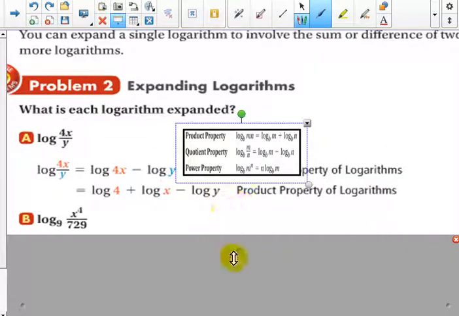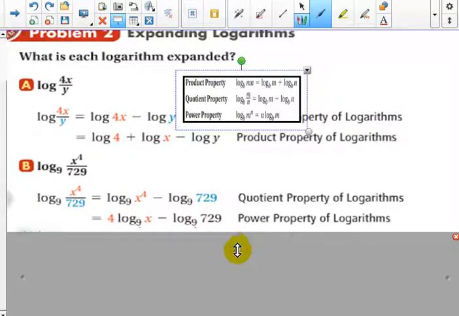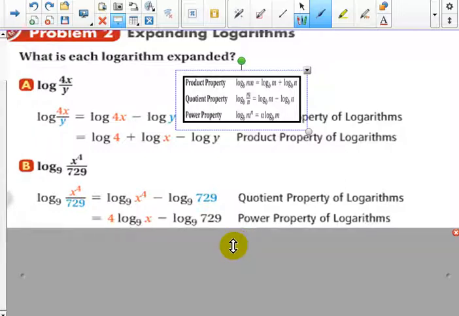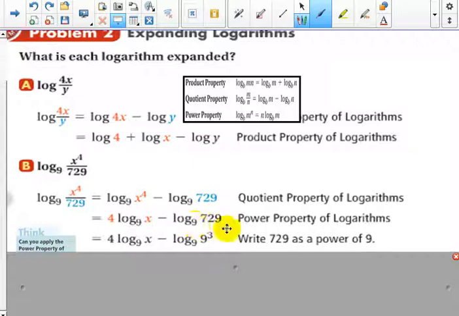All right, so we've got x to the 4th over 729. So we're going to do log 9 of x to the 4th minus log 9 of 729. Now we want to rewrite 729, and the hint is to try to rewrite it as a power of your base. Our base is 9. So 9 to the what power is 729? Well, 9 to the 3rd power is 729. You wouldn't have to work very far. 9 squared is 81, and 81 times 9 is 729. So you would have got to it pretty quickly.